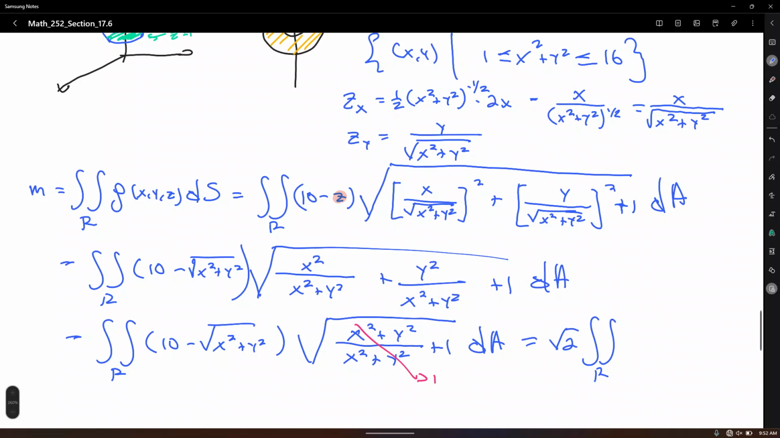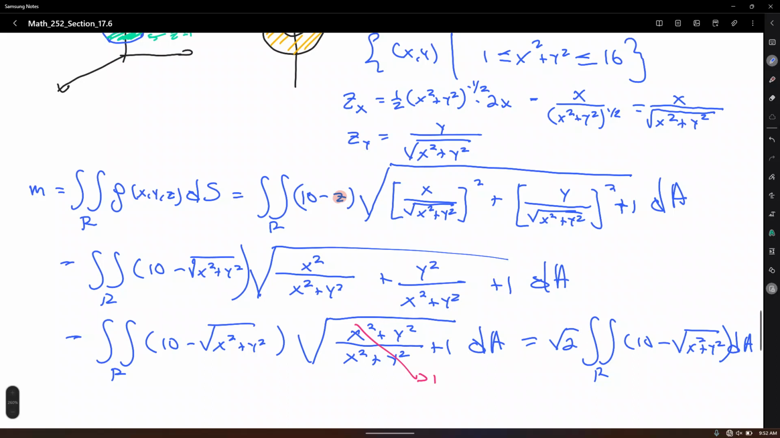What's that? 10 minus the square root of x squared plus y squared. Let me keep this dA. So this is as far as we can go about simplifying our integral. Here is where we look at this integral and decide on the method of integration. Do you want to integrate that humongous radical with radical limits? Come on. Circular regions, what do you think we should do?